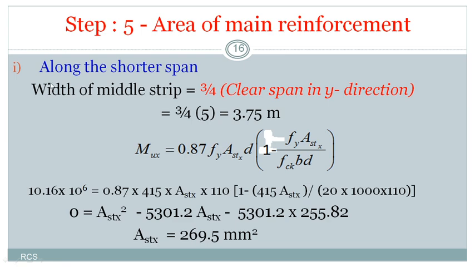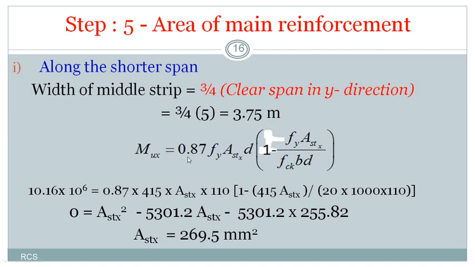So first we calculate along the shorter span. The width of the middle strip would be 3/4 of the clear span in y direction. So 3/4 of the clear span in y direction is 5 meters. So the width of the middle strip will be 3.75. For this 3.75 meter width, we have to calculate the area of steel provided. But the width of the slab we are considering for design is 1 meter. We are calculating the area with respect to 1 meter. When we are providing it in the slab, we have to provide it for 3.75 meters.